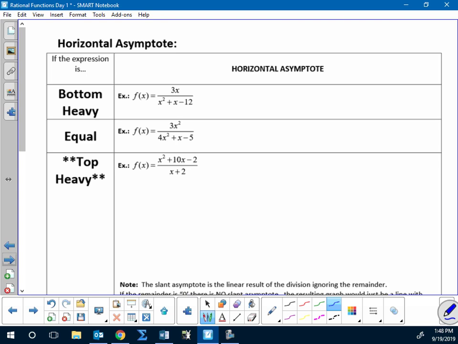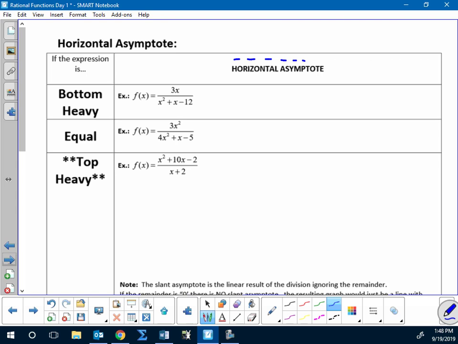Horizontal asymptotes. So horizontal asymptotes are dotted horizontal lines, and this is the craziest thing ever. A graph can cross a horizontal asymptote because the horizontal asymptote isn't where the graph is undefined. That's the vertical. So the horizontal asymptote is just a dotted line that shapes our graph.